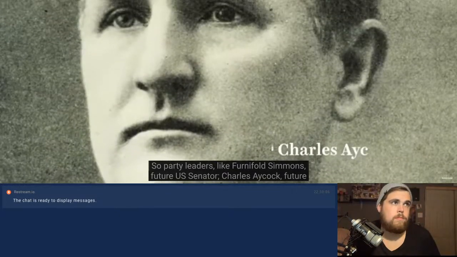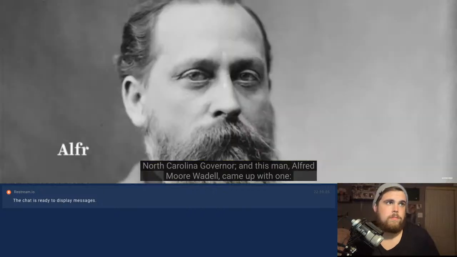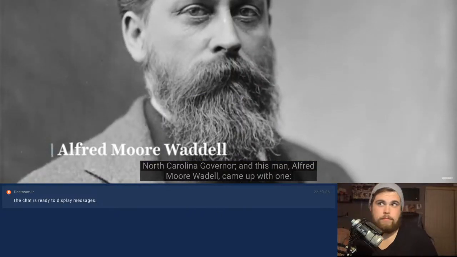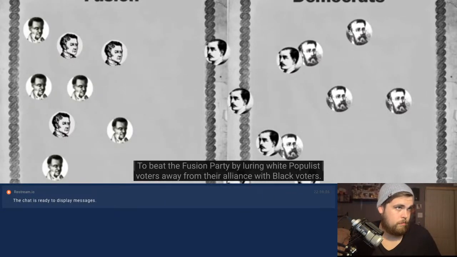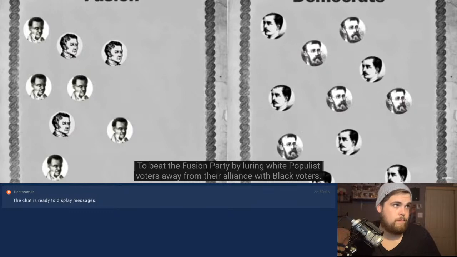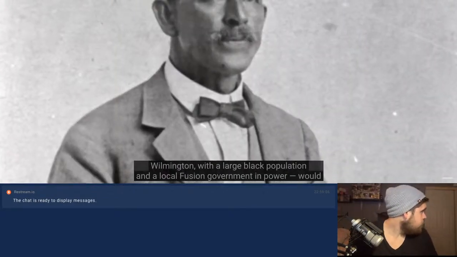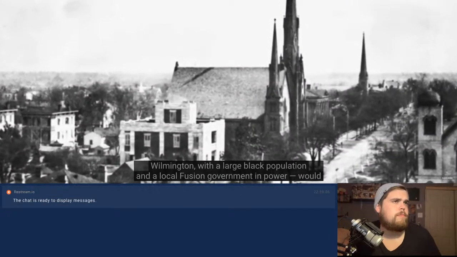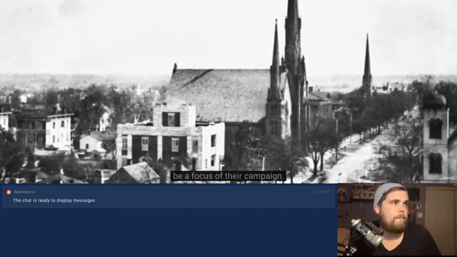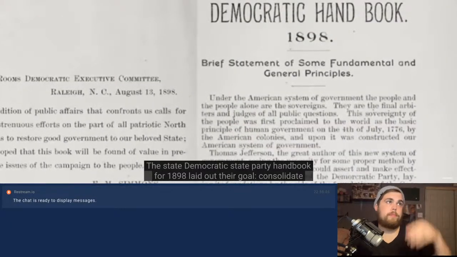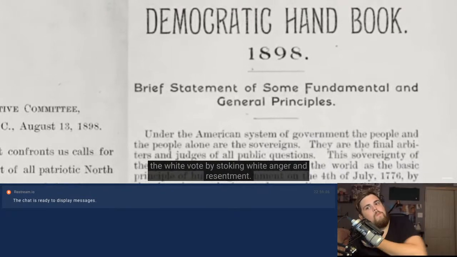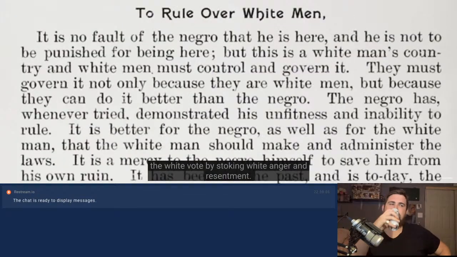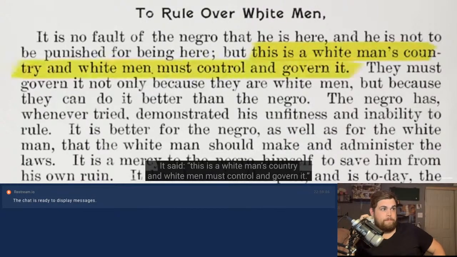Senator Charles Aycock, future North Carolina governor, and this man, Alfred Moore Waddell, came up with one: to beat the Fusion Party by luring white populist voters away from their alliance with black voters. Wilmington, with a large black population and a local fusion government in power, would be a focus of their campaign. The state Democratic Party handbook for 1898 laid out their goal: consolidate the white vote by stoking white anger and resentment. It said, "This is a white man's country, and white men must control and govern it."